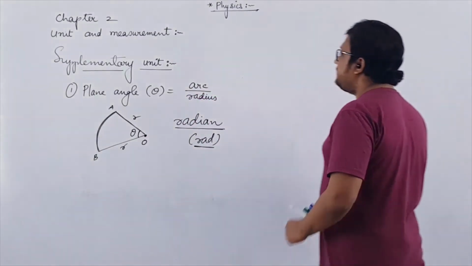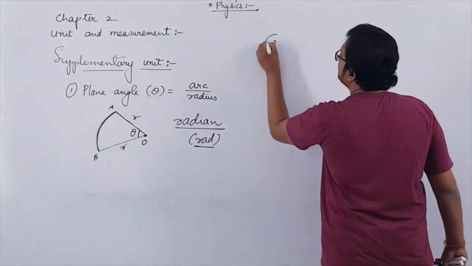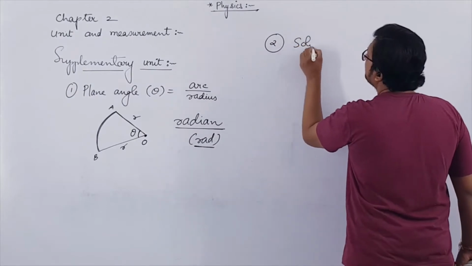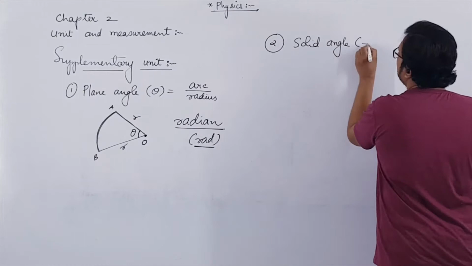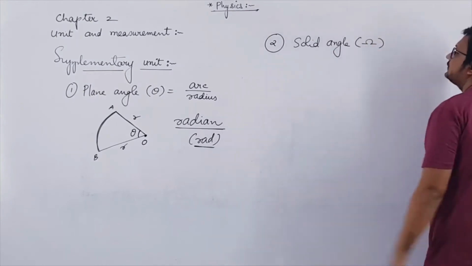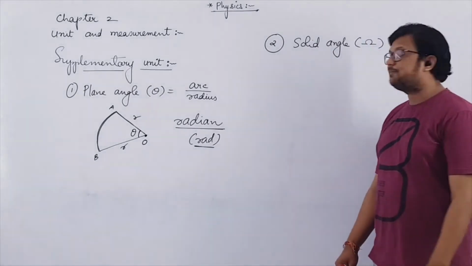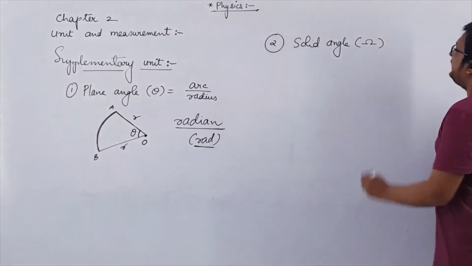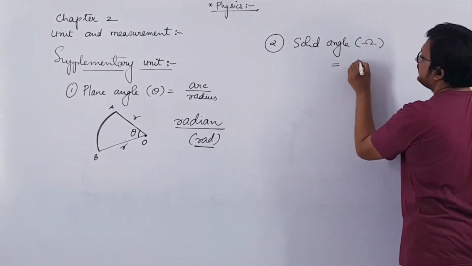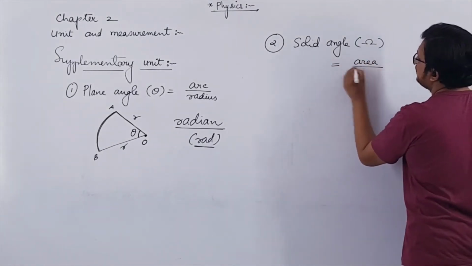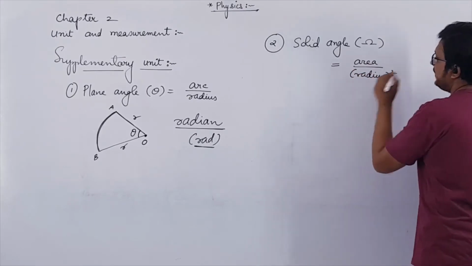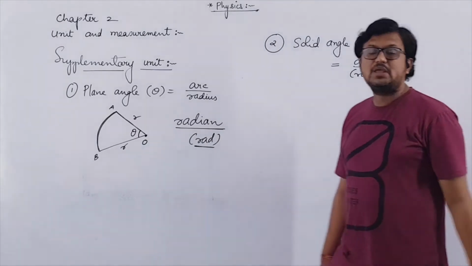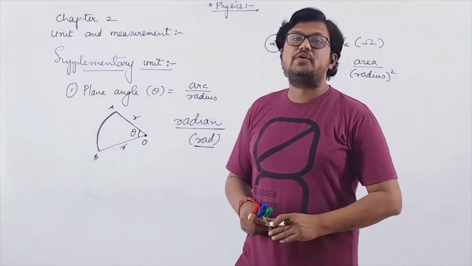The next supplementary unit is for solid angle. The symbol for this is omega. Solid angle is defined as area over radius square, the square of radius. Now which kind of area? It is the intercepted area of a sphere.